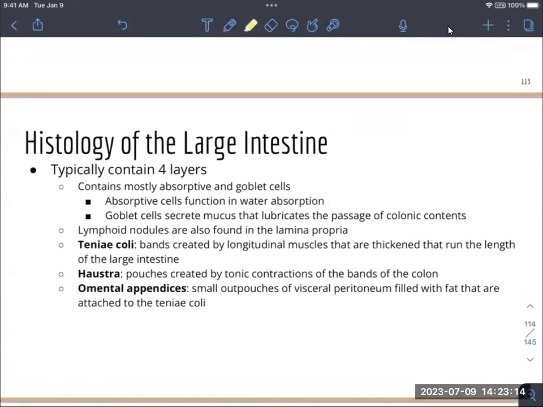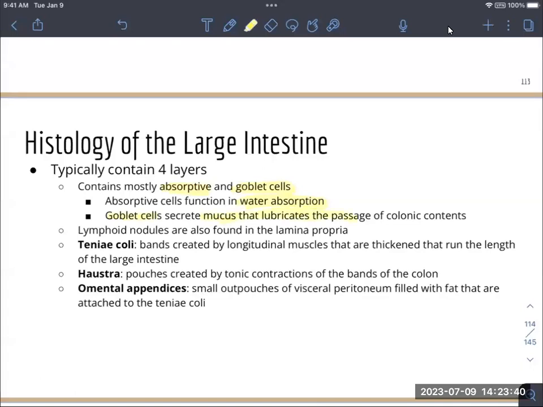So, the histology of this large intestine here. We have a lot of absorptive cells, and then we have our goblet cells. We absorb a lot of water in our large intestine. These goblet cells are making sure that this area is lubricated.